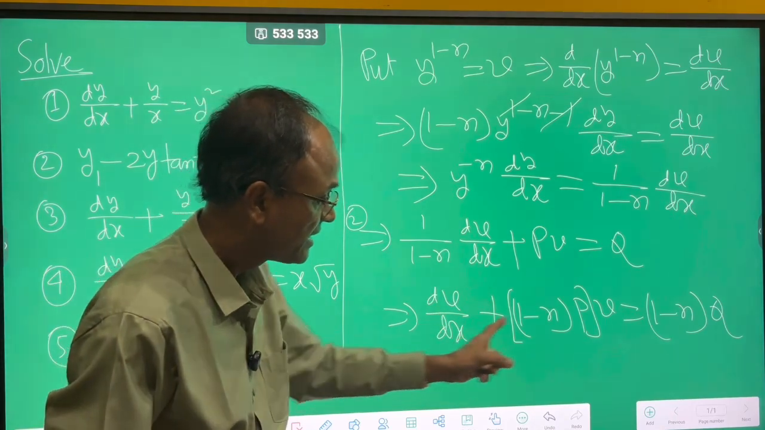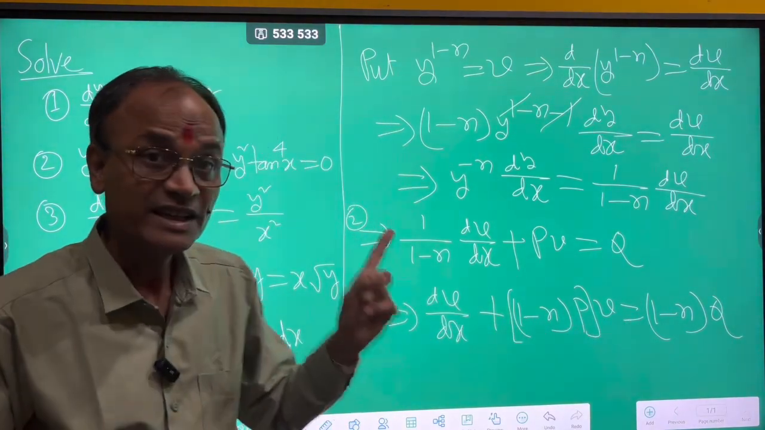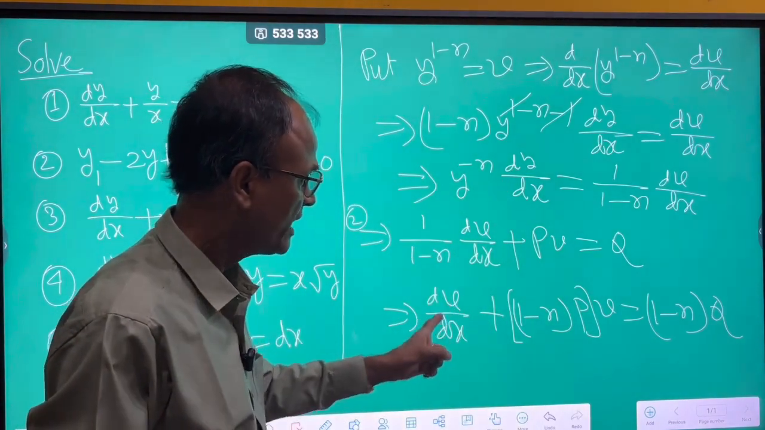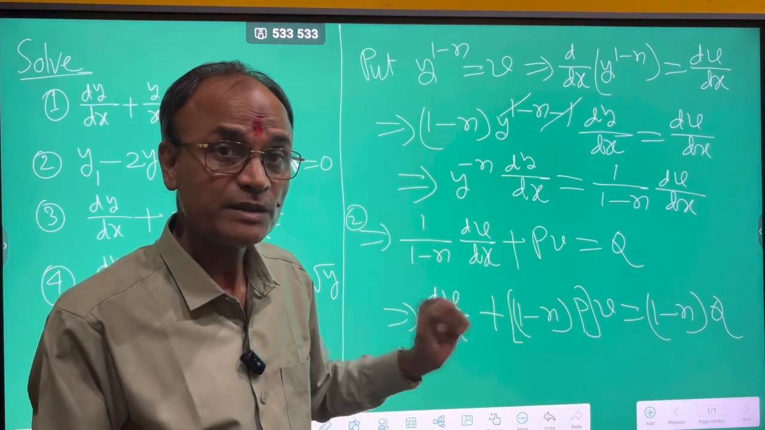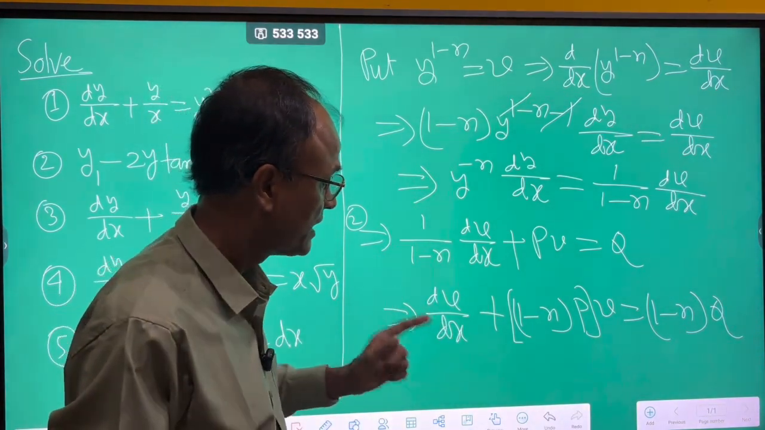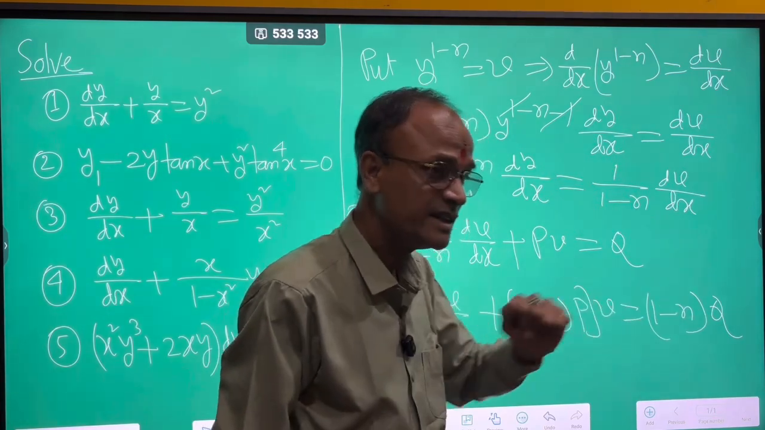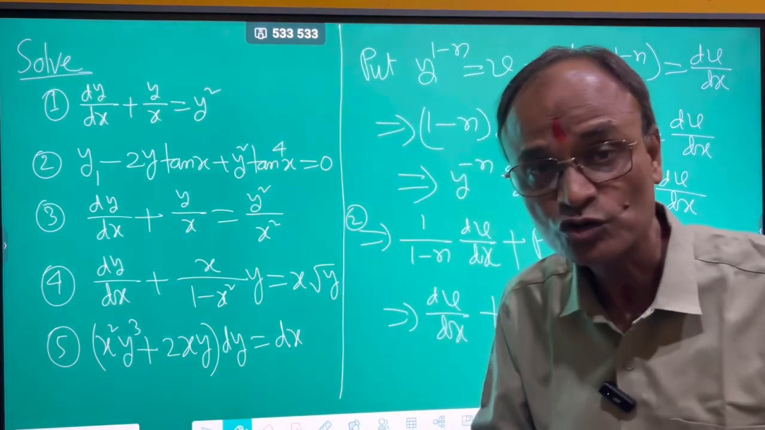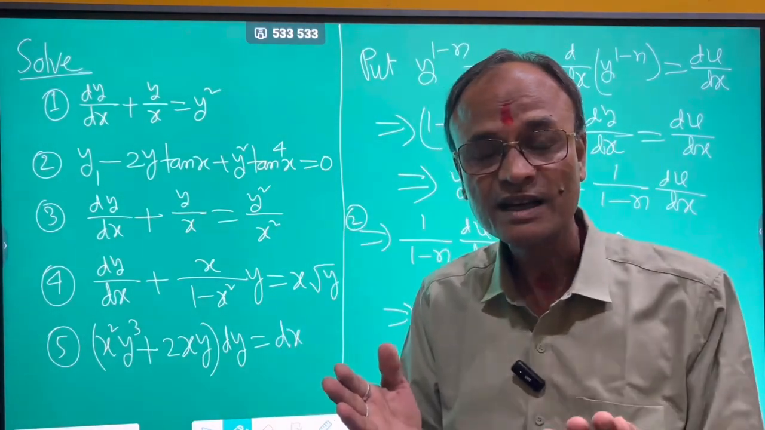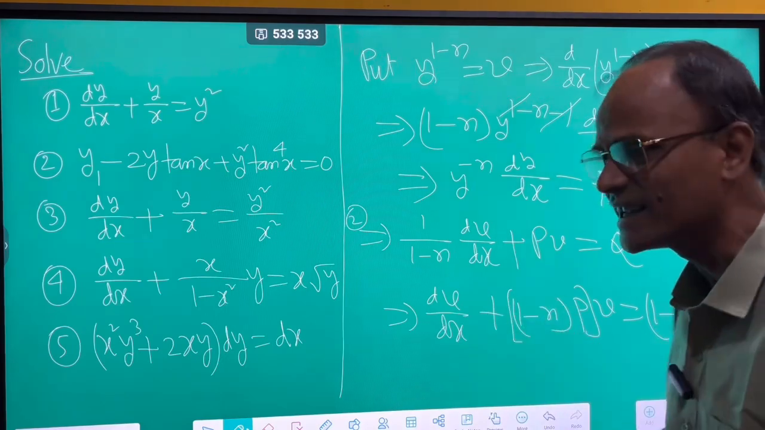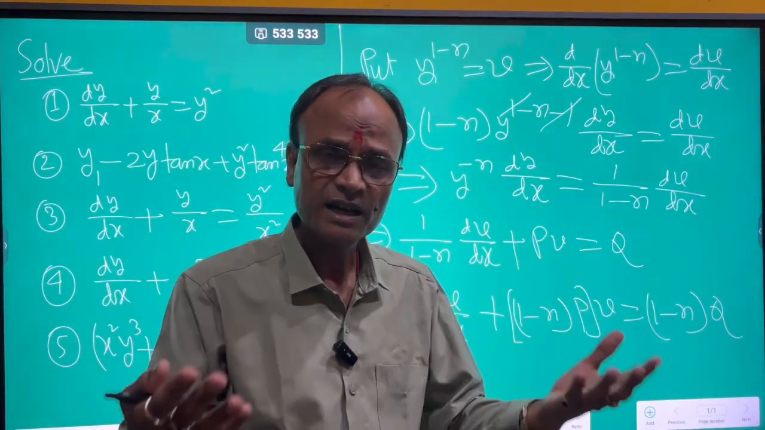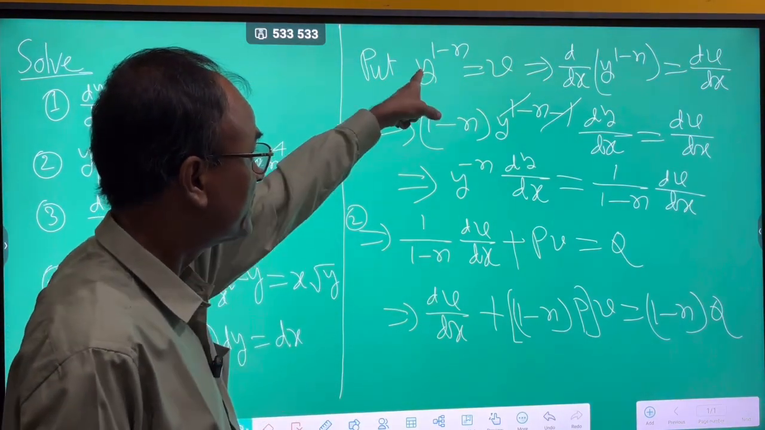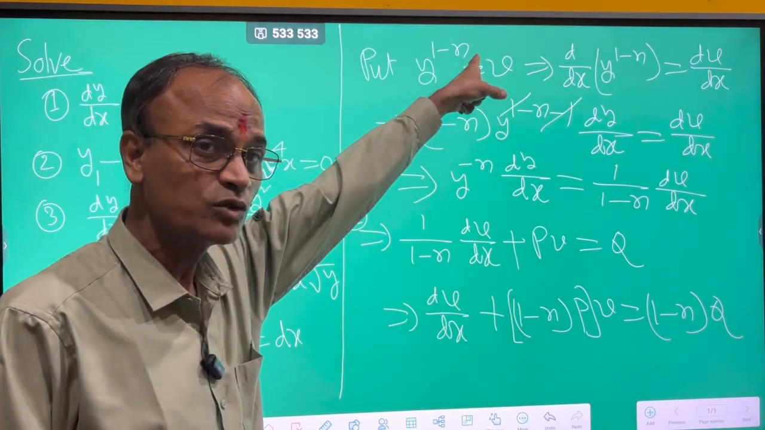What is this? This is nothing but a linear differential equation of first order and first degree, where v is the dependent variable and x is the independent variable. It is of the form dy by dx plus py equal to q. Now, finding the integrating factor, you will get the solution, a relation between v and x, which also contains a constant c. For v, you may write y to the power 1 minus n.